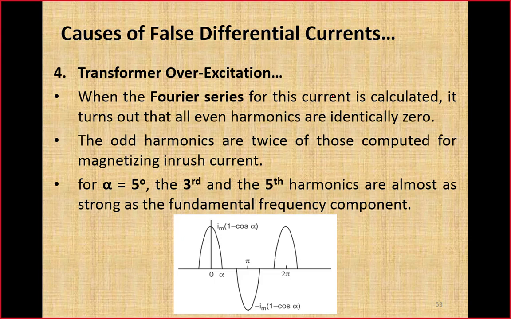So here our conclusion about the inrush current drawn during the energization is that this current does not have any even harmonic. The odd harmonics are very strong, especially the third and fifth harmonics. These are the dominant ones. So again, the situation is the same. As alpha increases, the harmonic content will reduce. For such a low value of alpha as 5 degrees, this third and fifth harmonic can be as strong as the fundamental.